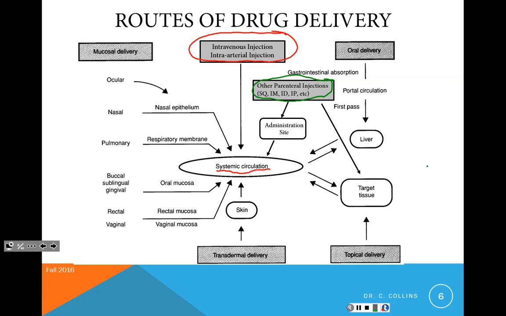Subcutaneous, intramuscular, intraperitoneal, intradermal. All of these, to get into systemic circulation, would require an absorption step. Now, in some cases, there may not be an absorption step necessary because it's not going to end up in the systemic circulation, because the site of action is where it's administered. So it goes to the administration site, which may or may not be the target tissue, but eventually some of it might get in there.